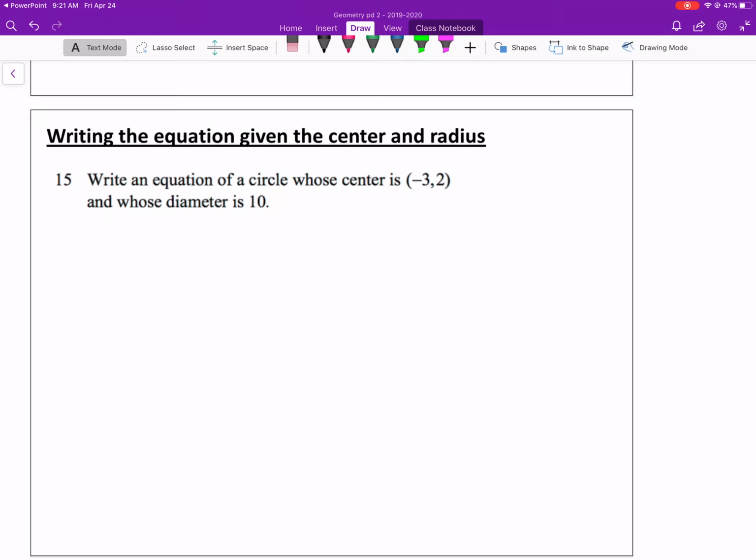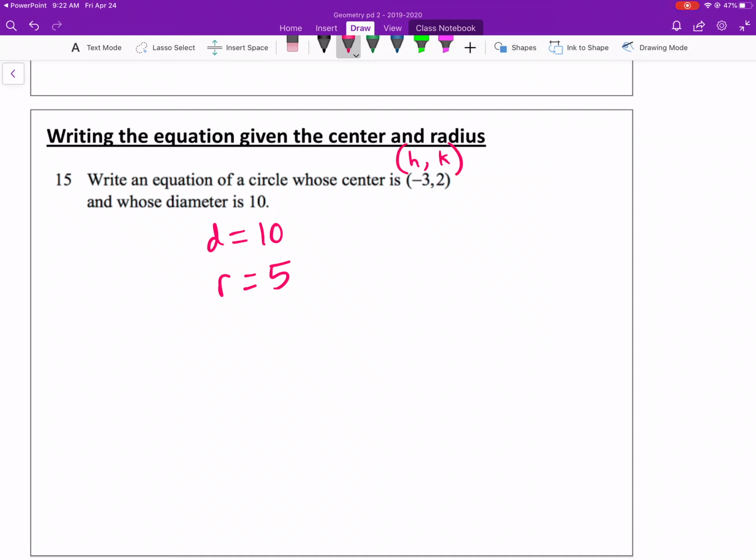Now, writing the equation given the center and radius. So now we're working in reverse. This one actually gives you the diameter, but of course we can find the radius from that. So you see, write an equation of a circle whose center is negative 3, 2, and whose diameter is 10. So diameter is equal to 10. That means our radius is equal to 5. And remember, this is our center, so this is h, k.